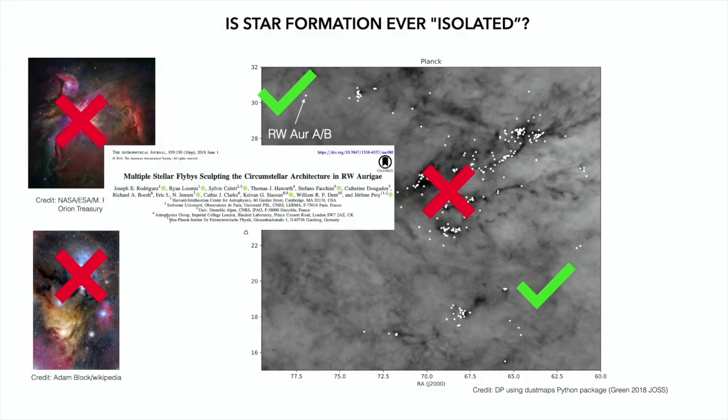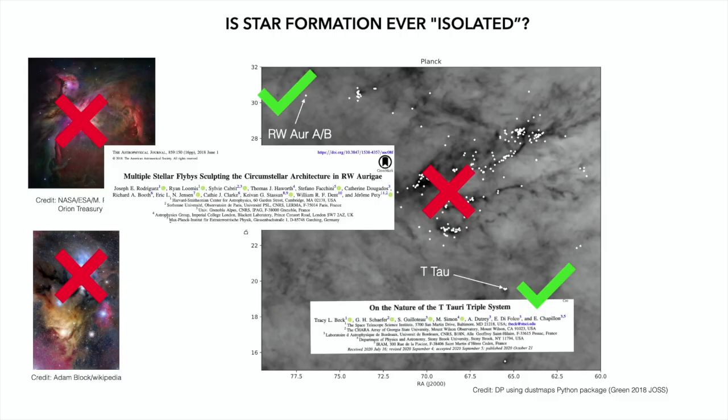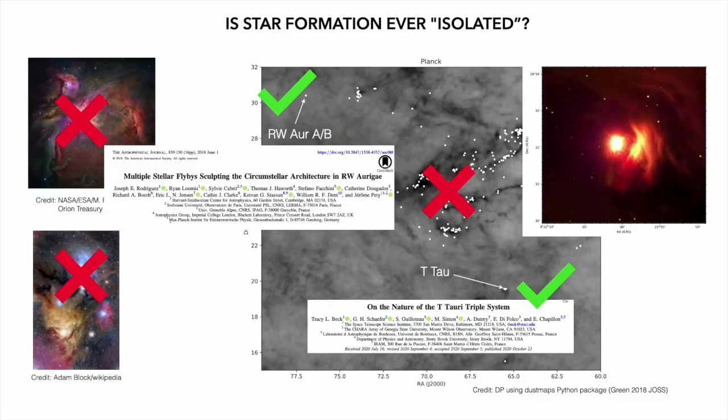It's called Multiple Stellar Flybys Sculpting the Circumstellar Architecture. So there is direct evidence for some kind of violent binary interaction between the disks going on in that case. The other object is the prototypical young star, which is T Tauri. So what's T Tauri? It's a crazy triple where the star from one is penetrating the disk of the other. It has these weird dimming events every 20 years or something as the secondary goes through the disk of the other one. So this is observationally reconstructed.